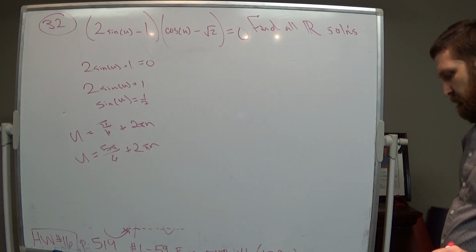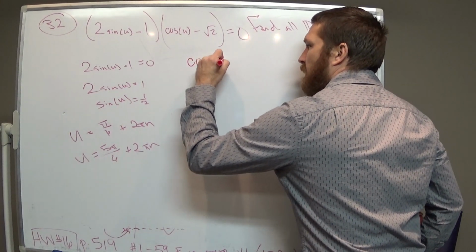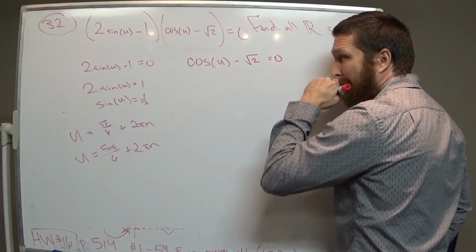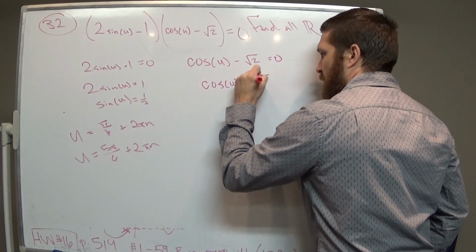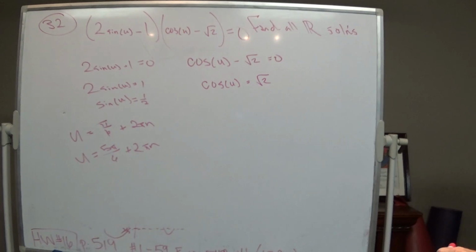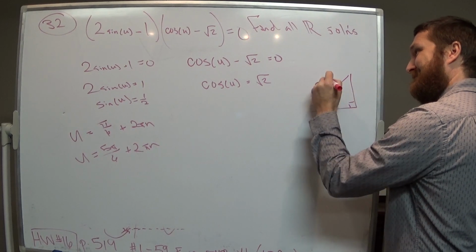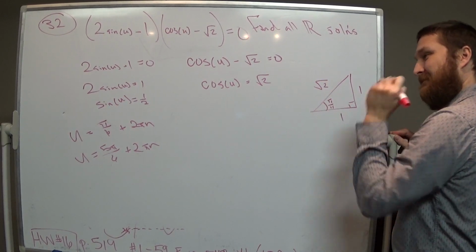Okay, great. What about the other one? Same thing. So what am I writing? Cosine u minus root 2 equals 0. Now what? Add the root. Then cosine u equals root 2 over 1. So it's pi over 4? No, pi over 4 would be 1 over root 2. So it's cos... no, I mean secant?